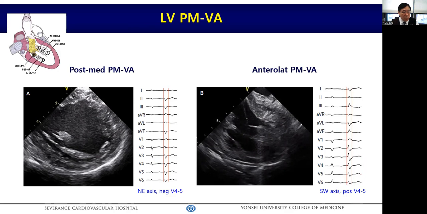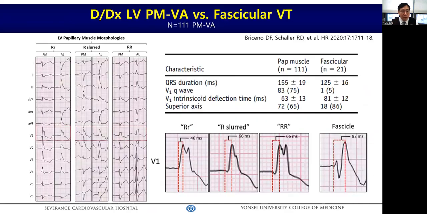Also, the posterior medial papillary muscle shows the northeast axis, so aVF negative, lead 1 positive. In contrast, anterolateral papillary muscle ventricular arrhythmia shows aVF positive, lead 1 negative, so southwest axis. Differentiation from fascicular VT is an important issue.